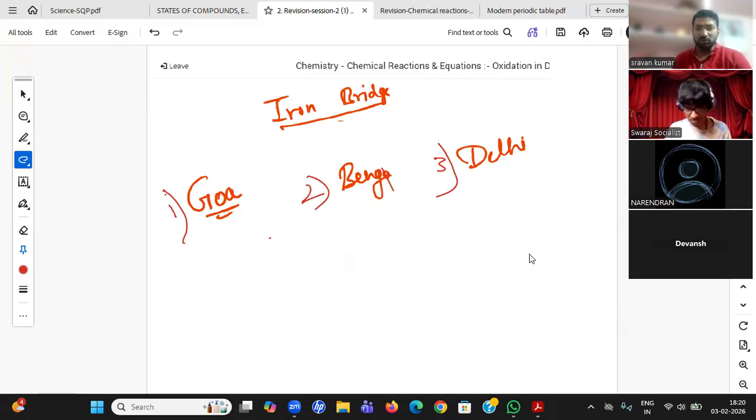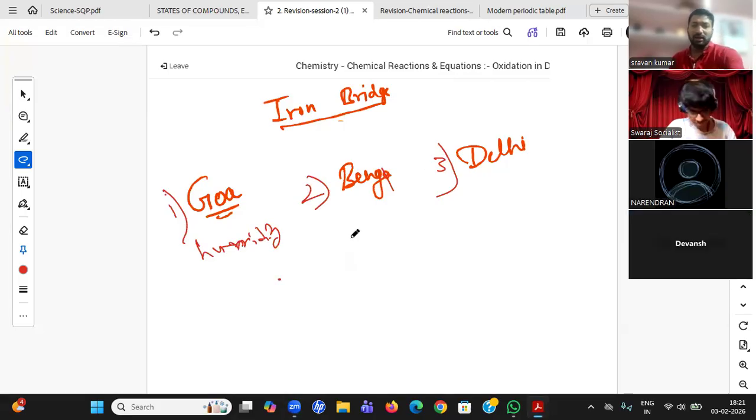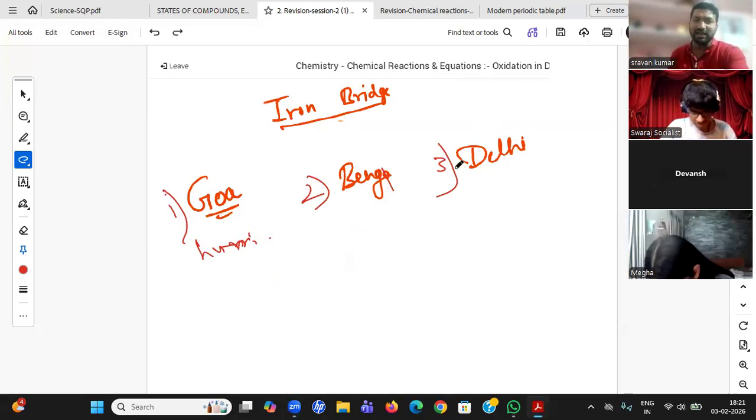Okay, students. Obviously, it's Delhi. Why? Because both the other places are just beside the sea. Salinity. First of all, they are beside the sea, so humidity will be more. So obviously, we should say Delhi is where rusting will happen less, students.